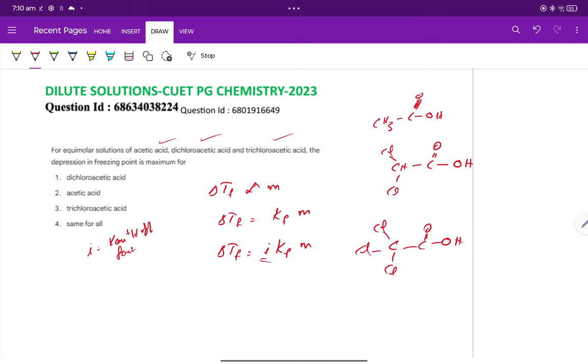Now, if you take simple acetic acid, if it dissociates, it will give you H+ and CH3COO-, meaning one molecule has been changed into two particles. Normally, in that case, your i value should be equal to 2. So here the i value is almost the same for all. Now what is the problem here? We have to determine which acid will have the maximum depression in freezing point.